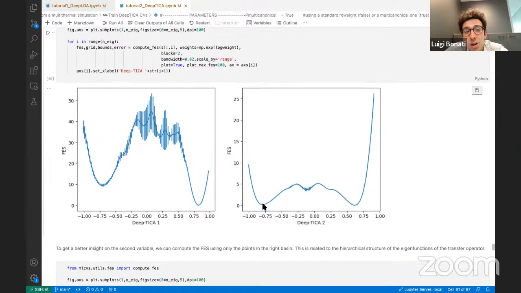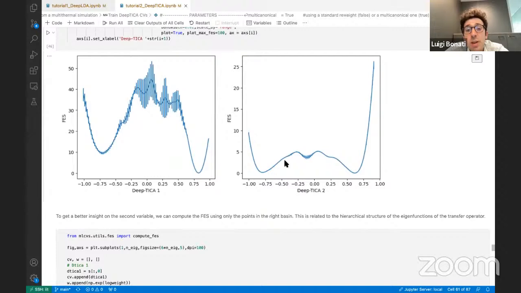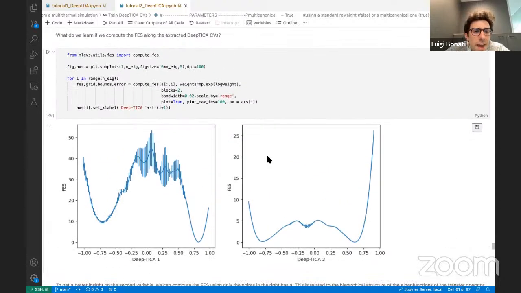While in the case of the deep Theta2 CV, we see two different metastable states, two different basins, but their free energy barrier is much smaller. It's in the order of a few kBT.